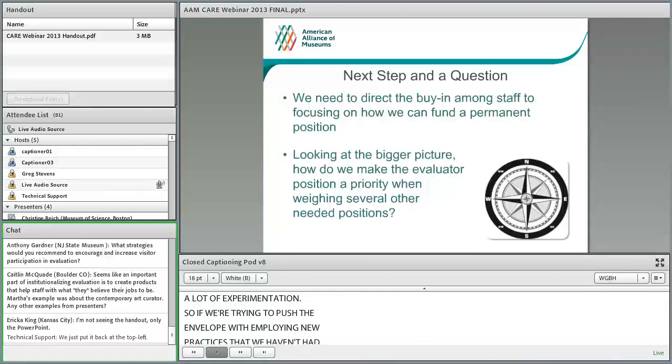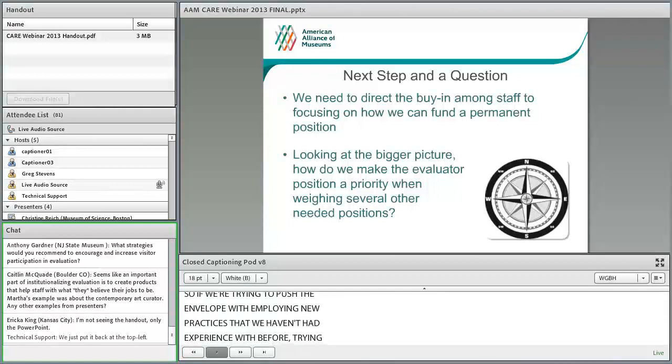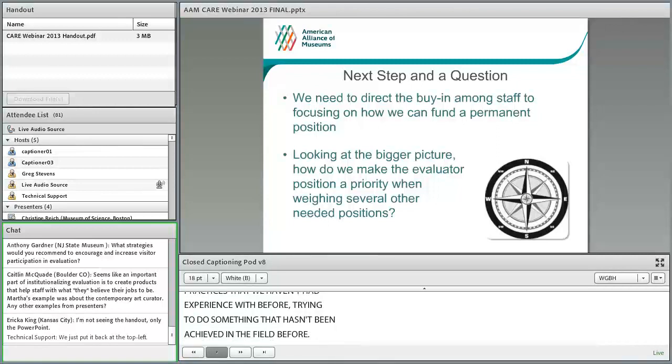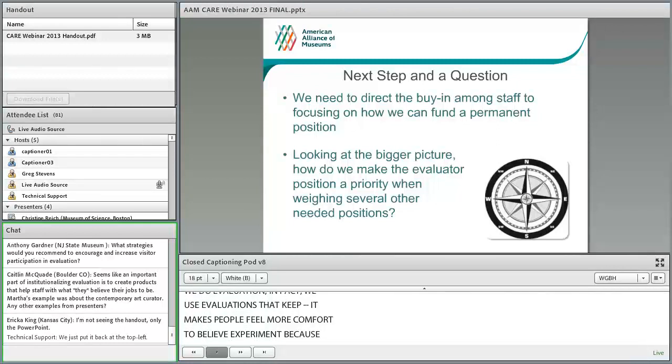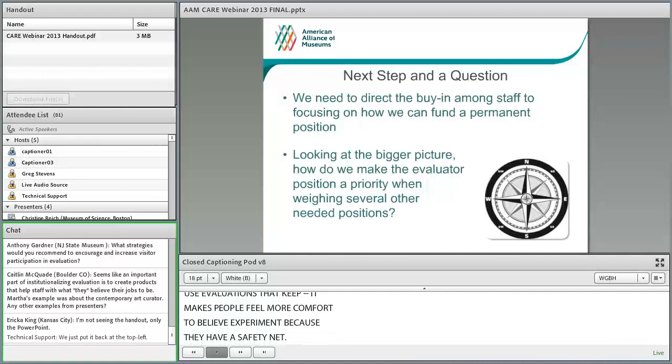And I think of two areas that are critical for priority projects. One is an area where we're doing a lot of experimentation. So if we're trying to push the envelope with employing new practices that we haven't had experience with before, trying to do something that hasn't been achieved in the field before, anything that's really where we know we're on shaky ground, we absolutely do evaluations. And in fact, we use evaluation as a key experimental tool, and some people say it makes them feel more comfortable to experiment because they know they have a safety net.